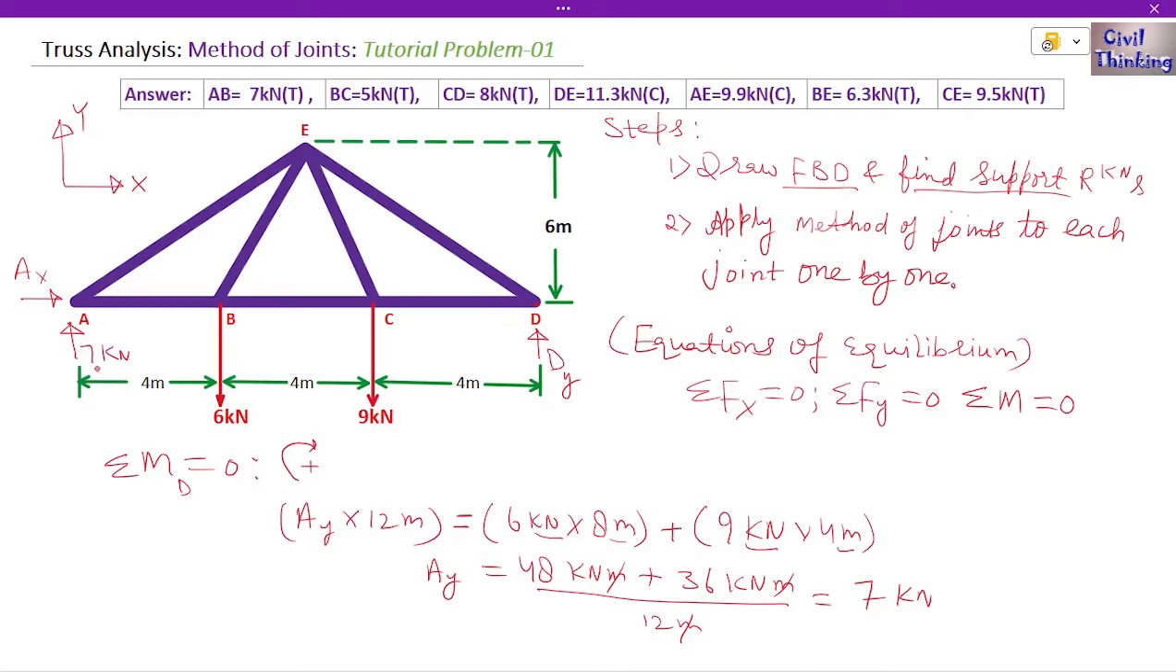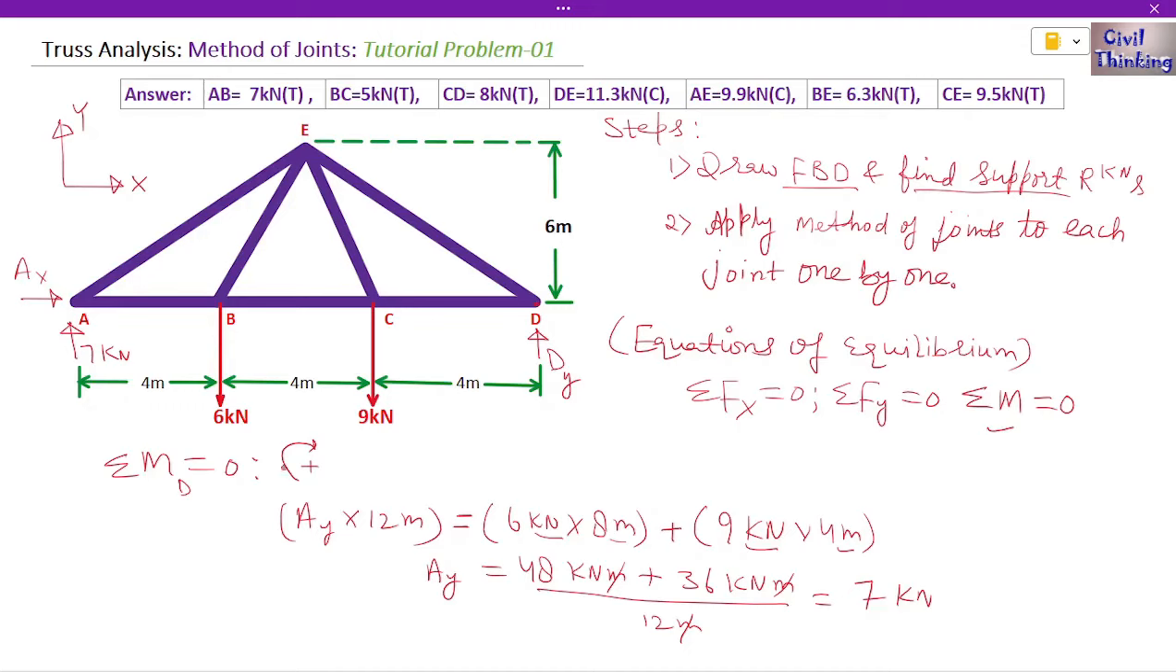If we had gotten, for example, -7, then we would do what? We assumed it is upwards, so we would put it in the downward direction. But right now we get a positive value, so it means our assumed direction is right. So we have a 7 kilonewton reaction at support A upwards. Now we will apply this equation, summation of Fy equals 0.